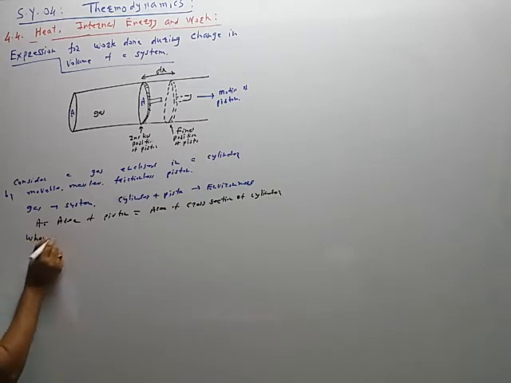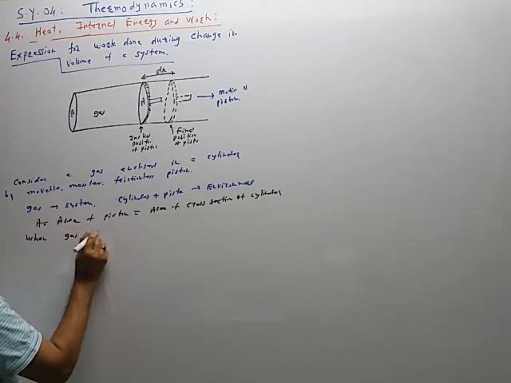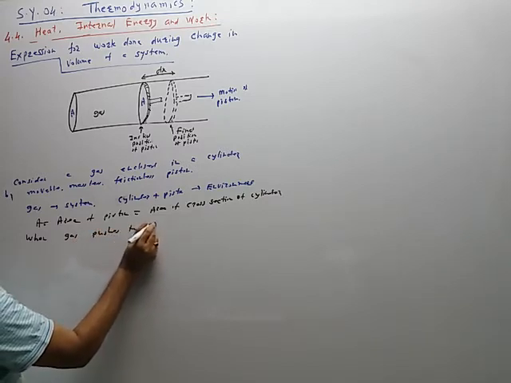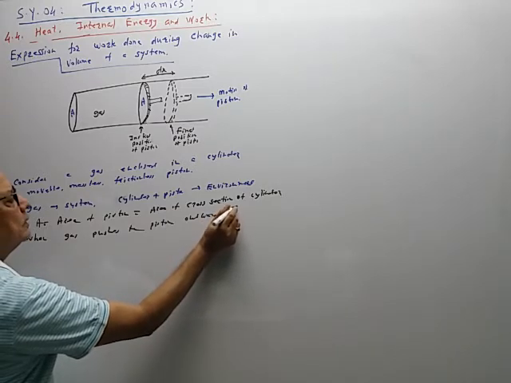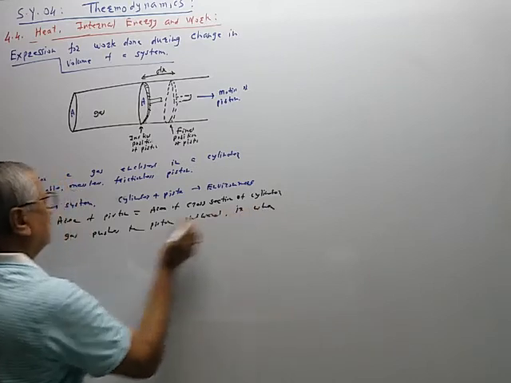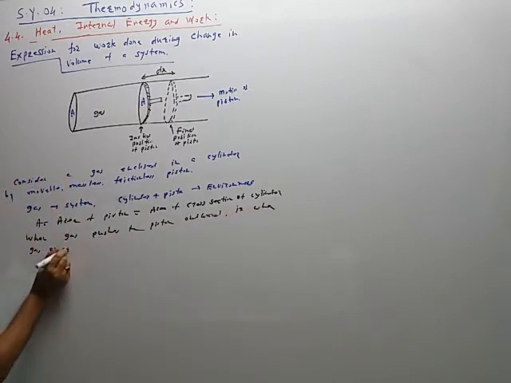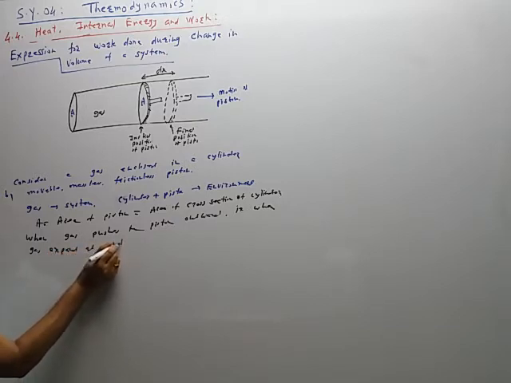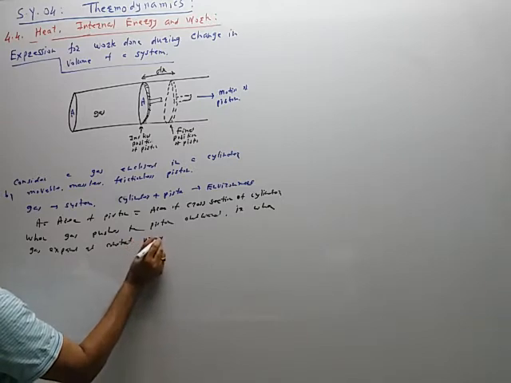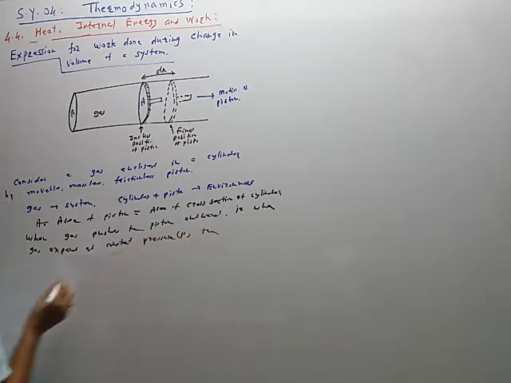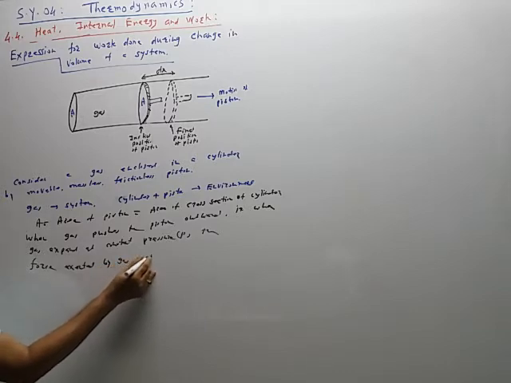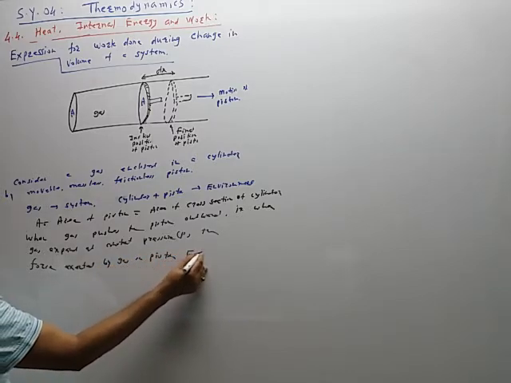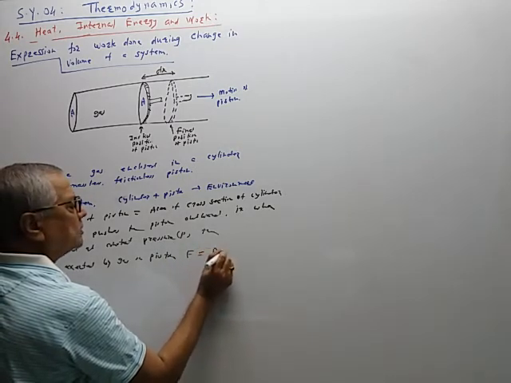When gas pushes the piston outward, that is, when gas expands at constant pressure P, then the force exerted by gas on piston, F, is equal to P, pressure, into A, area of cross section.